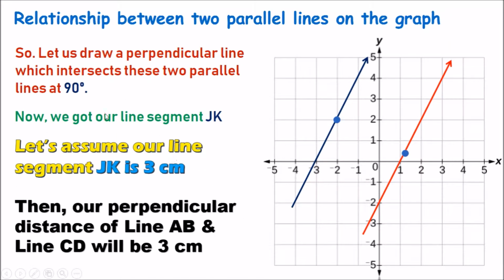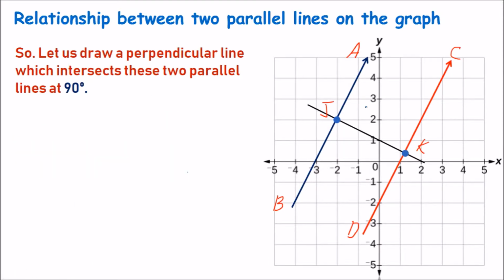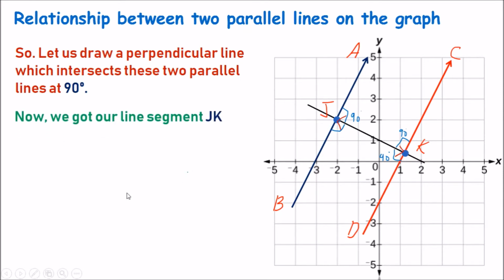So, let us draw our perpendicular line which intersects these two parallel lines at 90 degrees. So, this is our perpendicular line which intersects these two parallel lines at 90 degrees. Why? Because this line is actually intersecting our line AB at 90 degrees. And the same line is also intersecting our line CD at 90 degrees. So this is our line segment J and K. So we got our line segment JK.